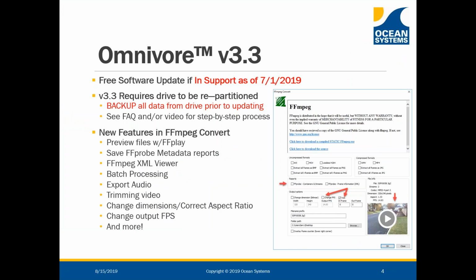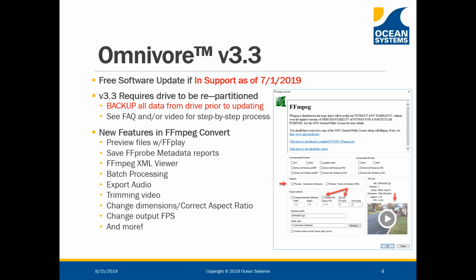What are some of the new features in Omnivore version 3.3? Everything new in 3.3 is related to Omnivore Viewer's FFmpeg Convert. We've introduced the ability to preview files with FFplay, save and interrogate media with FFprobe, so you can get container and streams reports, the XML sample and frame analysis report, and we even included our own FFmpeg XML Viewer, so when you're out in the field, you don't need Microsoft Excel or another spreadsheet program to parse that XML file.